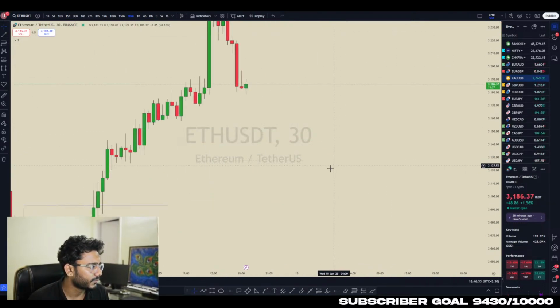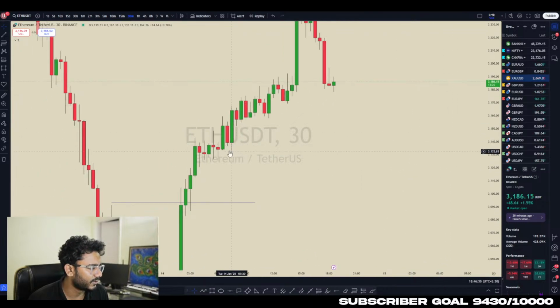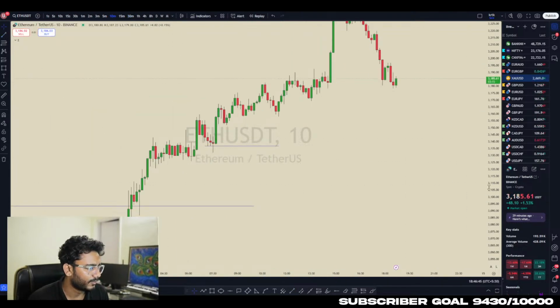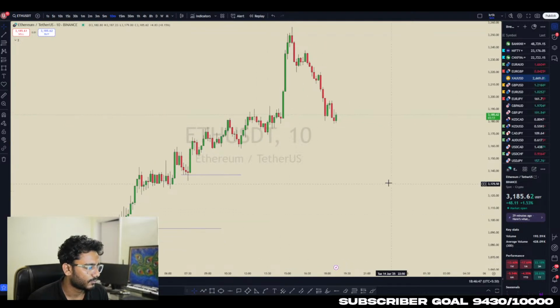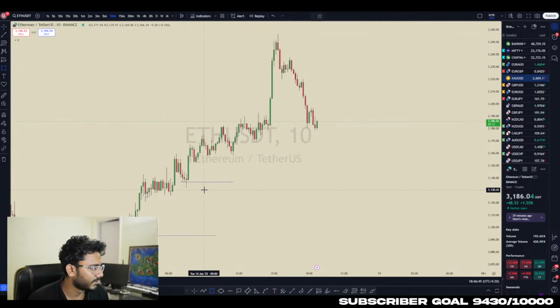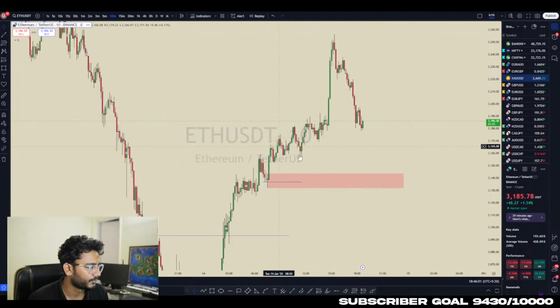Again, on 30 minutes, we can see this candle wicked this high. Okay, this candle has wicked this low. So maybe there will be some order block. So for today, you can look for a buy side entry here.